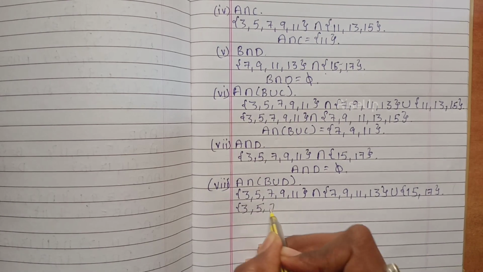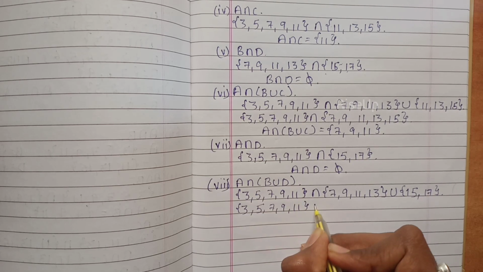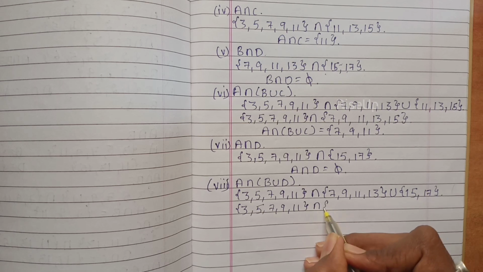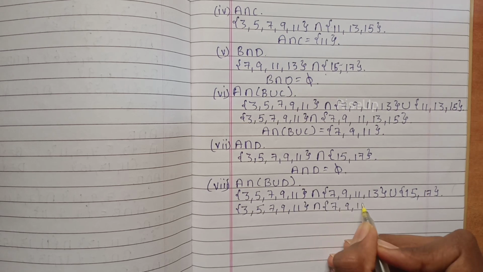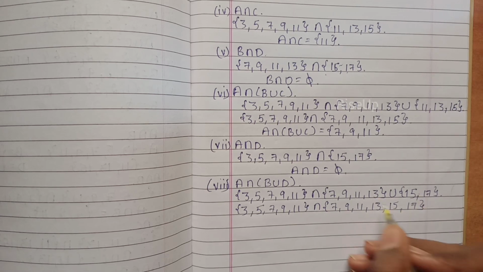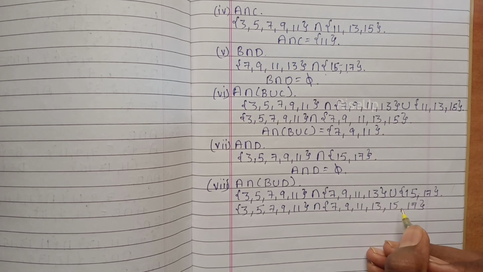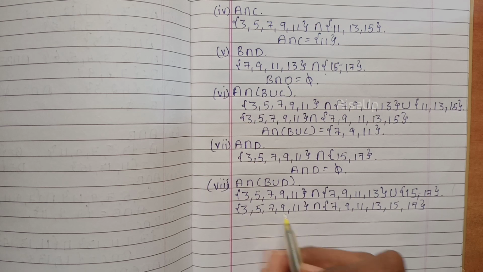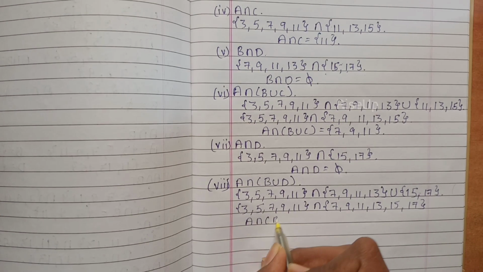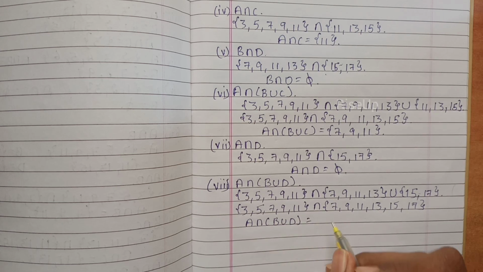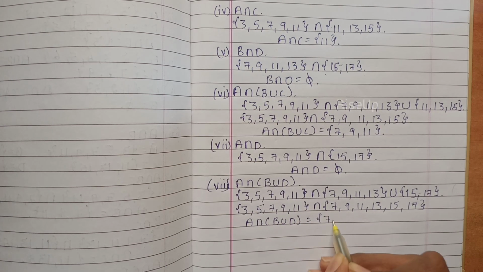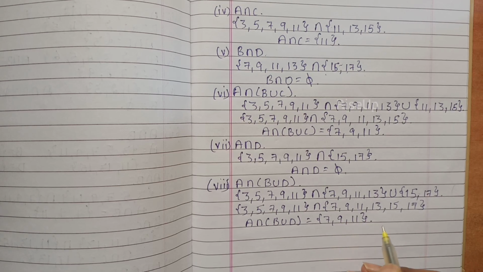We'll write set A as it is. Intersection. We'll write the union of set B and D: 7, 9, 11, 13, 15, 17. All the elements in both the sets have been written. So the union is done. What are the elements common? A intersection (B union D) is equal to 7 is common, 9 is common, 11 is common. So 7, 9, 11 are the 3 elements.